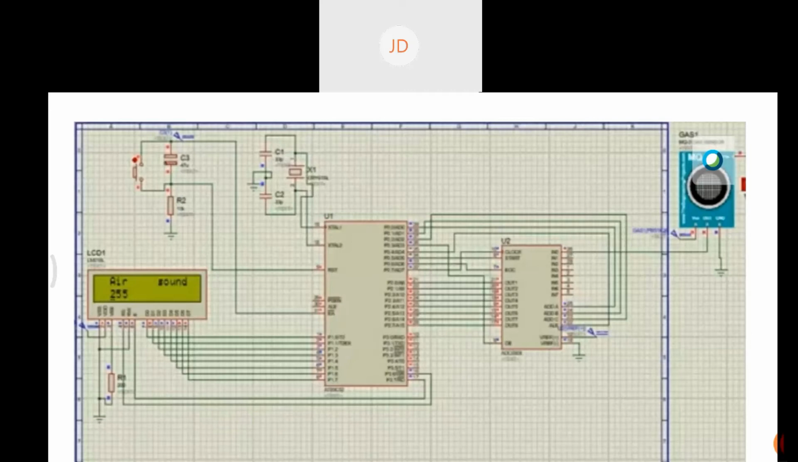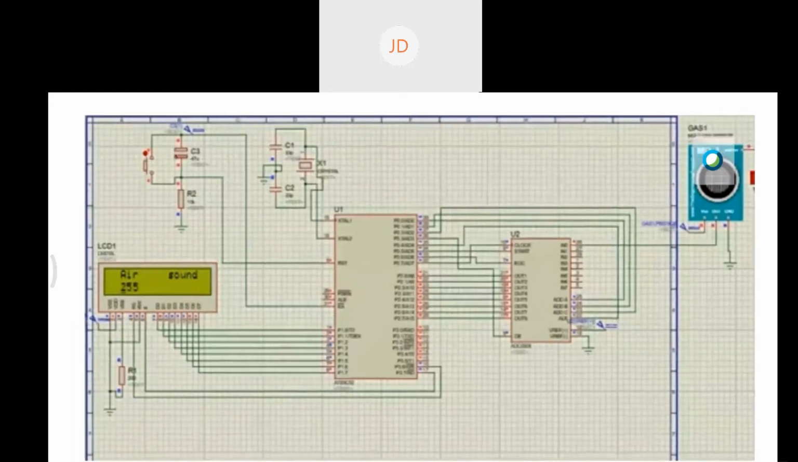Then the gas sensor is connected to the ADC. The analog value from the gas sensor is given to the ADC, and it converts the analog value to the digital value. This ADC works on the successive approximation type. This is the basic circuit diagram of our INOS. Next slide, please.